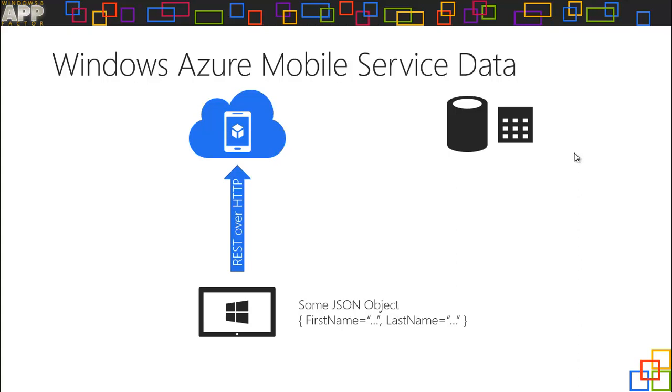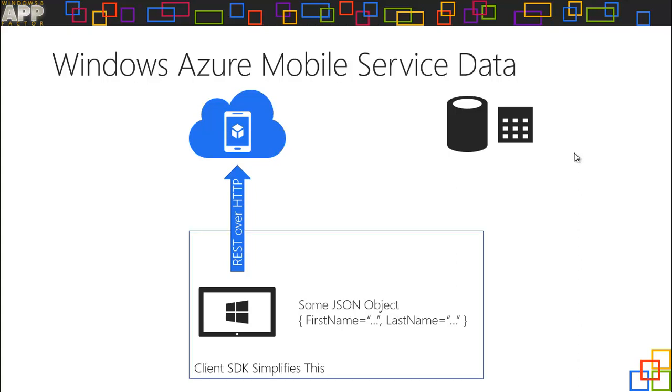Now, I mentioned, though, that Azure Mobile Services provides client SDKs that simplify that. So, for example, as a .NET developer on Windows 8 or Phone 8, I could simply create a .NET object instead of a JSON string and use the mobile service client to submit the REST calls over HTTP on my behalf. But regardless of how the REST calls are made, the Azure Mobile Service is going to do the same thing. And that's basically going to be invoking a set of Node.js scripts.